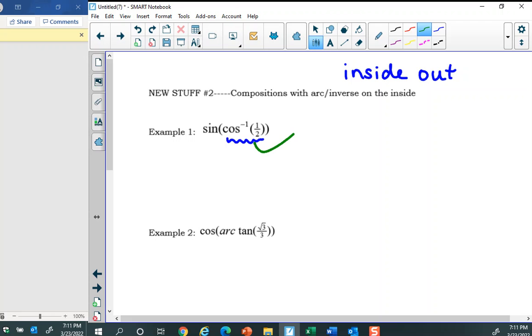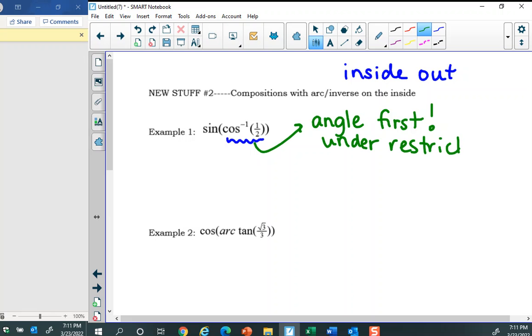But what you have to remember when you're doing inverse trig first, you're going to be getting angle information first, and you're going to be operating under restrictions. So you have to make sure you pull the correct angle based on the restrictions.